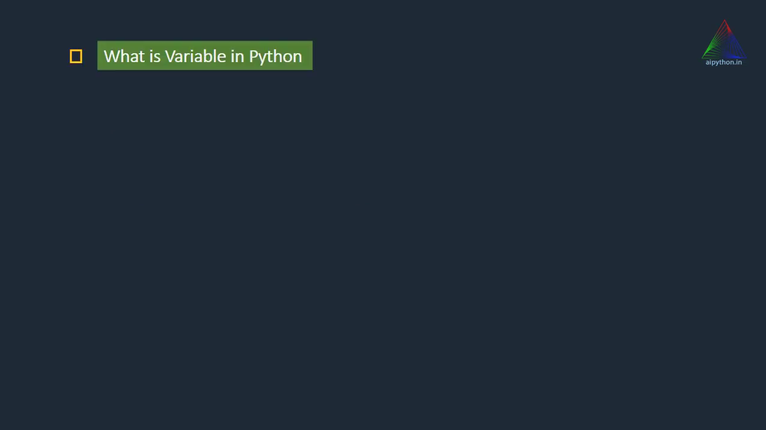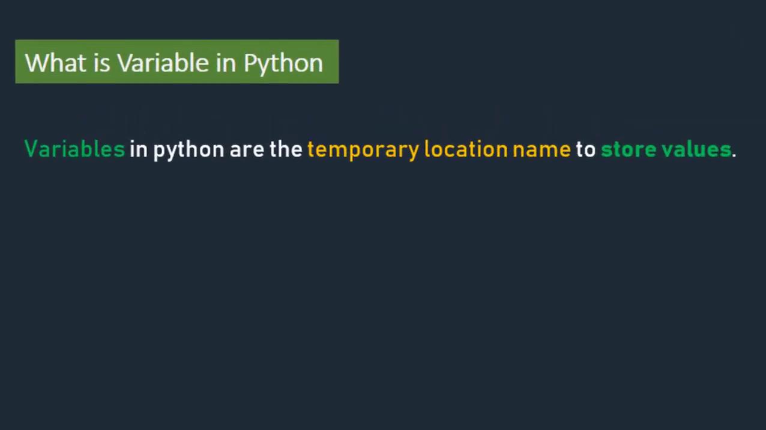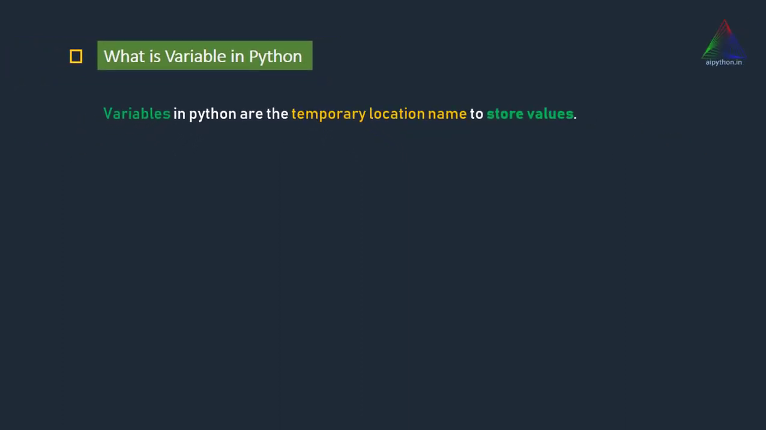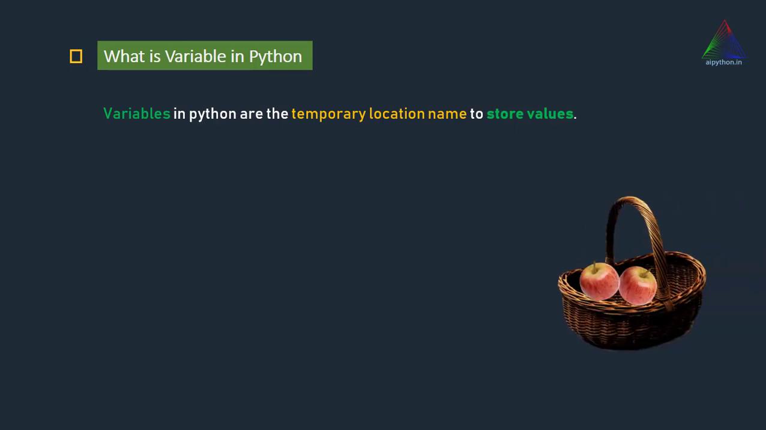Okay, so what is a variable in Python? Variables in Python are temporary location names to store values. So you want to store some value, so you need a name to store that value. For example, you want to store apples, you need a basket to store the apples. So the basket here acts as a temporary location name and the values are in the form of apples. So you store a value to a variable. This is a real world example to make you understand what exactly variables are.